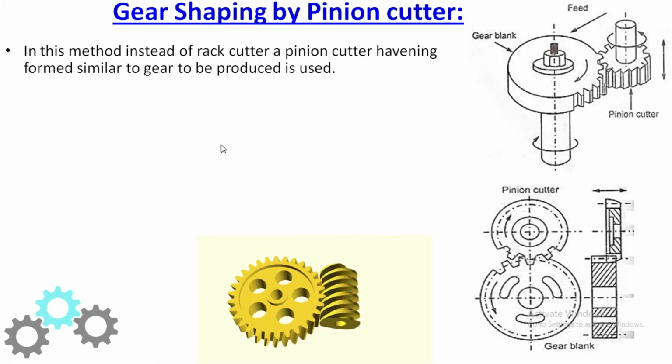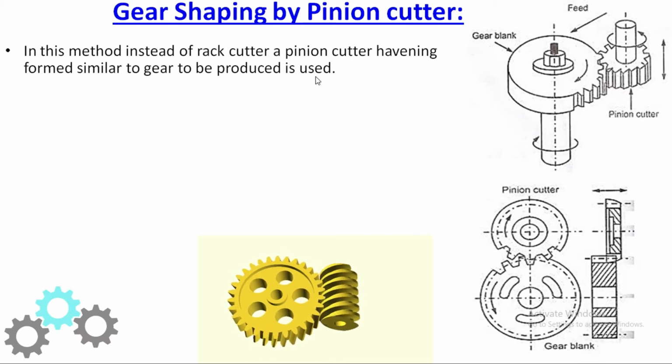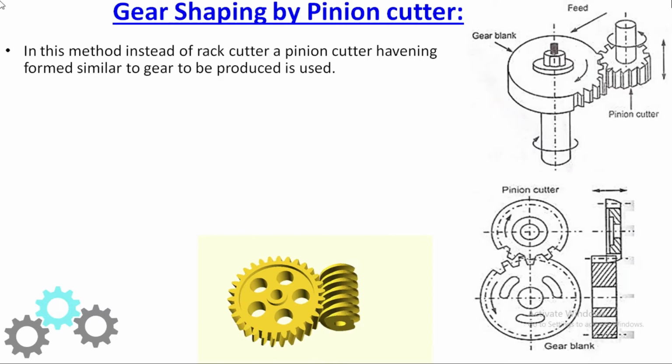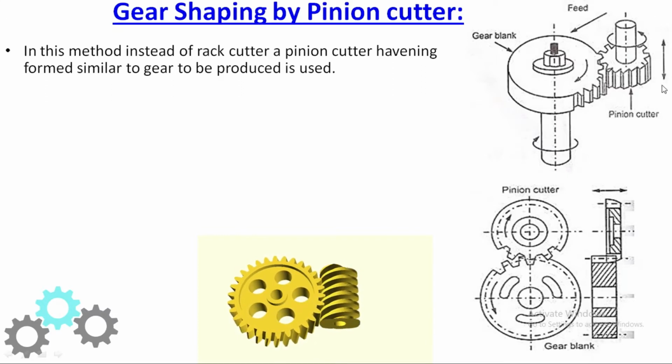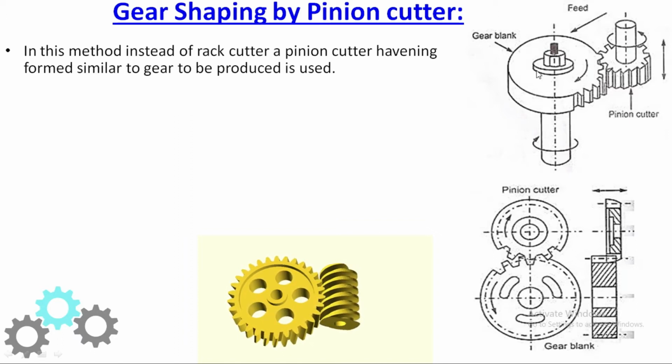In this method, instead of a rack cutter, a pinion cutter formed similar to the gear to be produced is used. In the previous slide, we observed the rack type of cutter, but instead of that, here we are using the pinion cutter. In this image also you can clearly observe this pinion cutter, which reciprocates in an up and down motion, and it revolves around its vertical axis also. And this one is the gear blank.